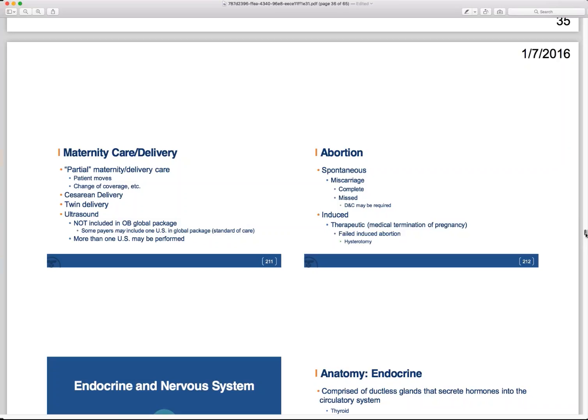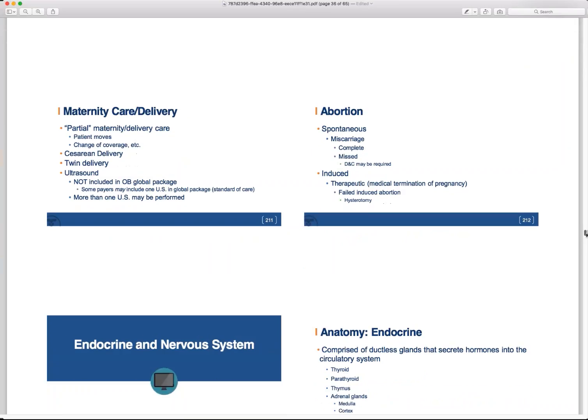If mom has twins and one is born cesarean and one is vaginal, right? You're going to use the 59510 first because the cesarean delivery is more labor intensive. And then you'll add the 59409 on for the second baby that was born vaginally. All right. Hope everyone's clear on the deliveries because you're definitely going to see that for sure.